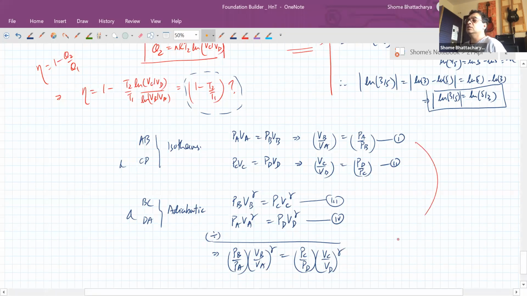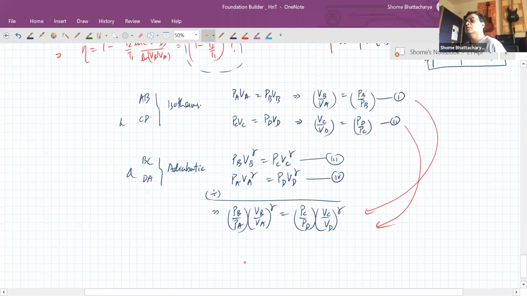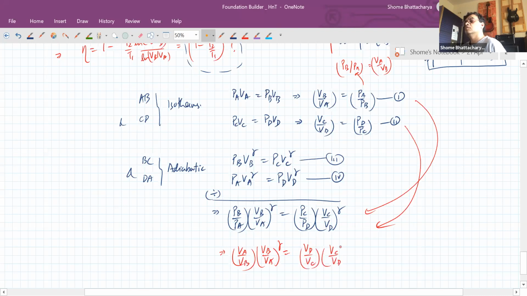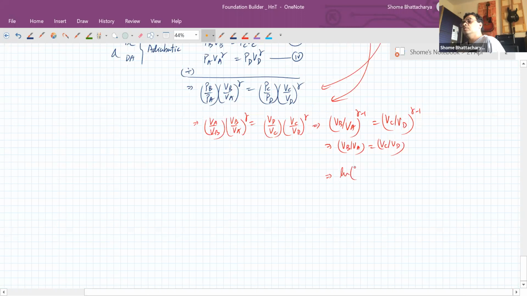Okay. So now we incorporate this and this equation here. Okay. So you can see here that PB by PA becomes VA by VB, just the inverse of what we've written here. Okay. And like that for this one also. So this becomes VD by VC. Okay. Which further means that VB by VA to the power gamma minus 1 is equal to VC by VD to the power gamma minus 1, which means that this ratio of volumes is equal to this ratio of volumes. Okay. So this can now further be used to show that ln of VB by VA is the same thing as ln of VC by VD.